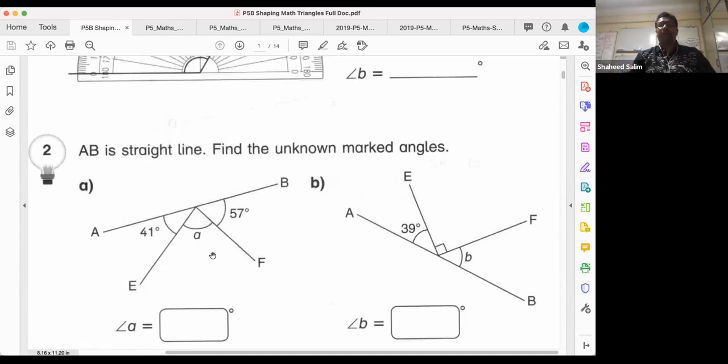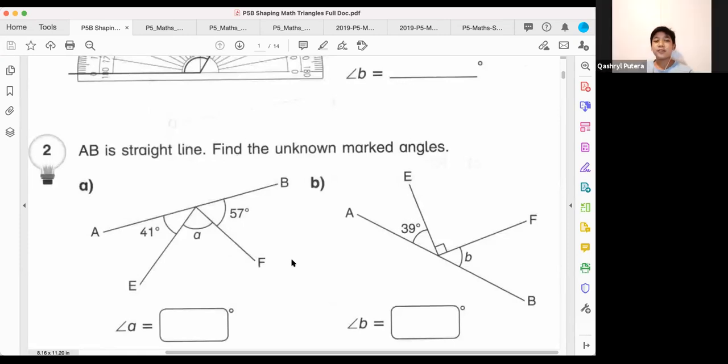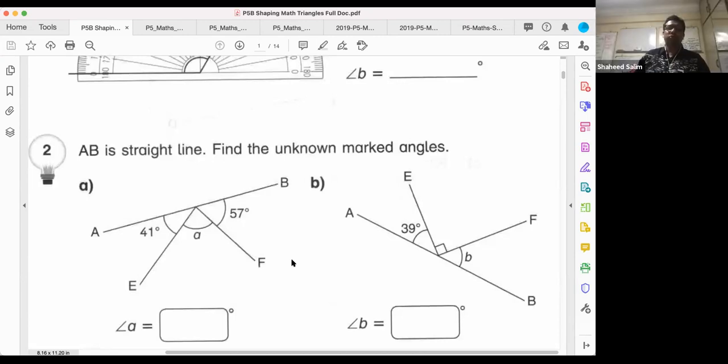Okay, the next one, come on. Find A and B. You can use your calculator. Don't waste time. Use your calculator if you need to. Come on, Putra. Well done. Who's that? Carissa.